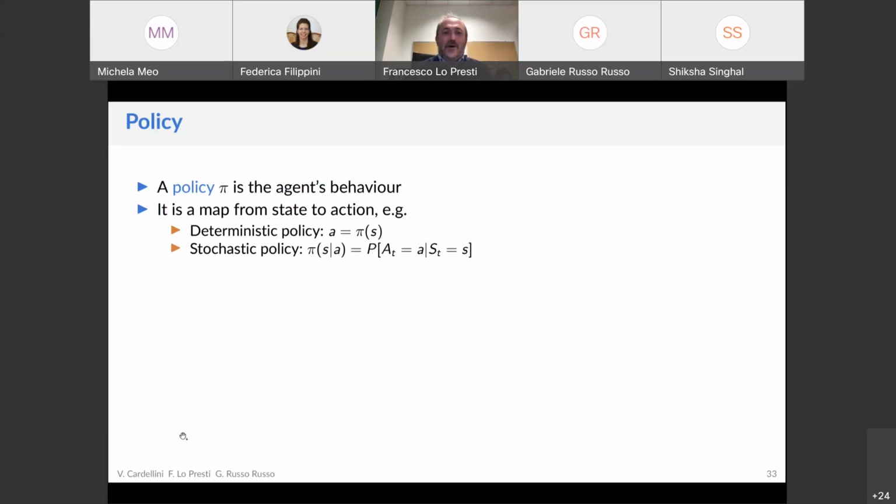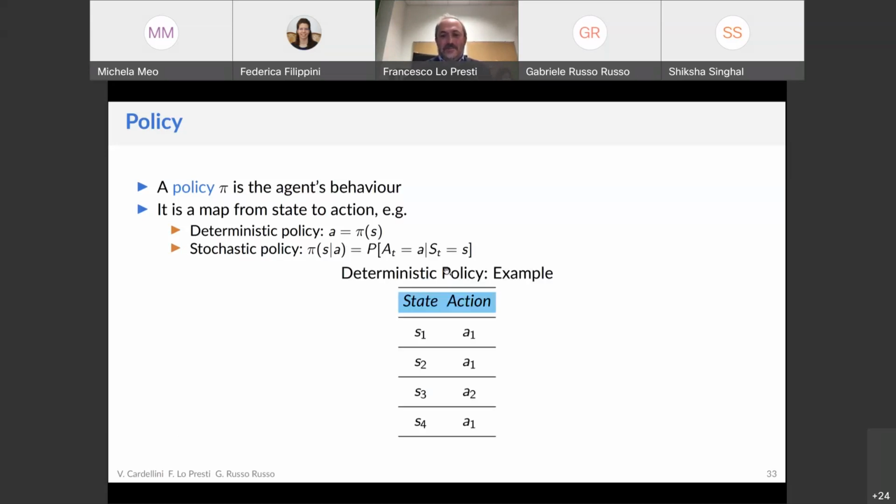The deterministic policy, given a state, performs a particular action. We can have in general, but we will not get into this, a stochastic policy where we have a distribution of possible actions given a state. So in the simplest possible implementation, I have just a table.